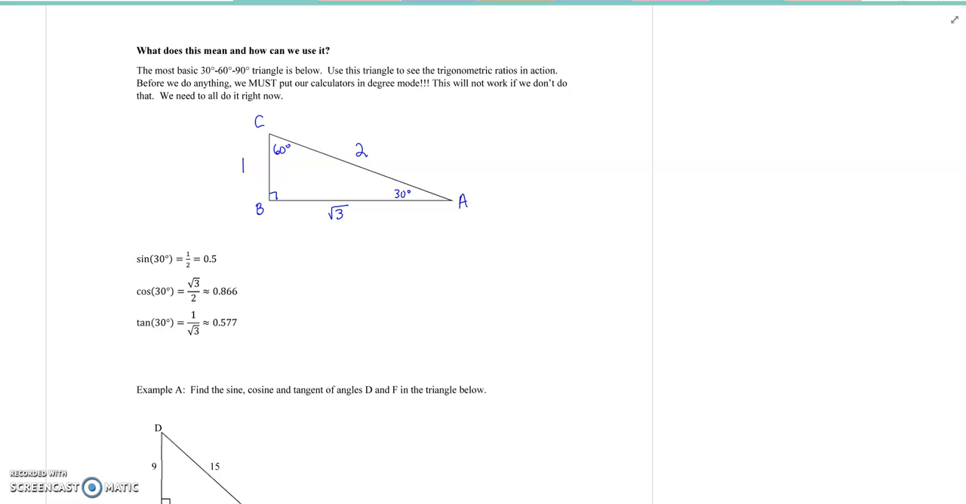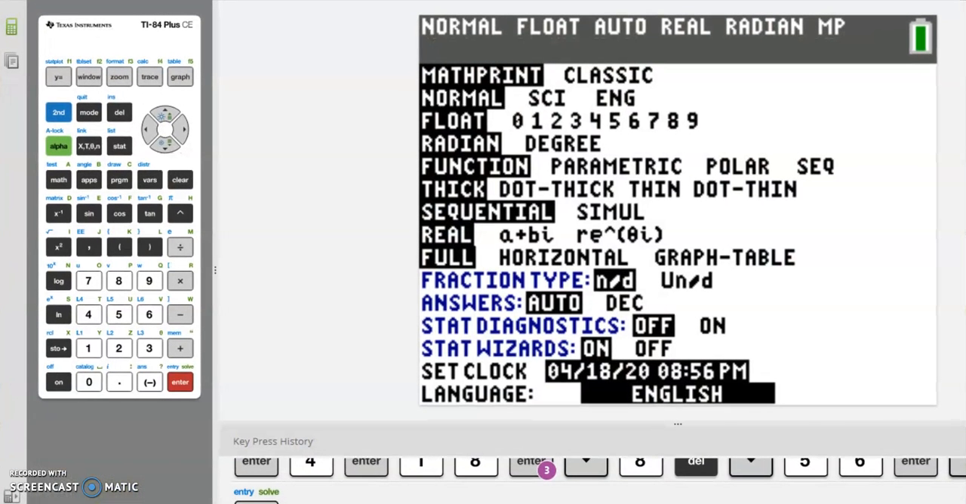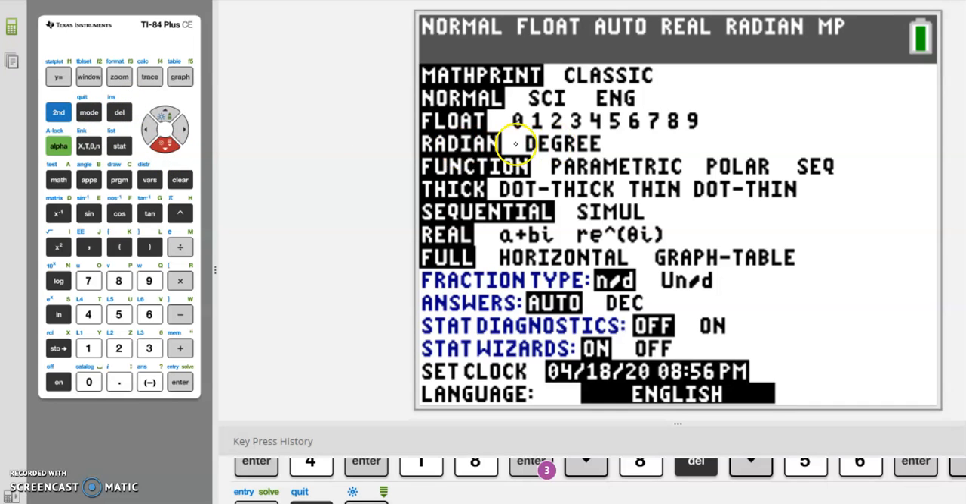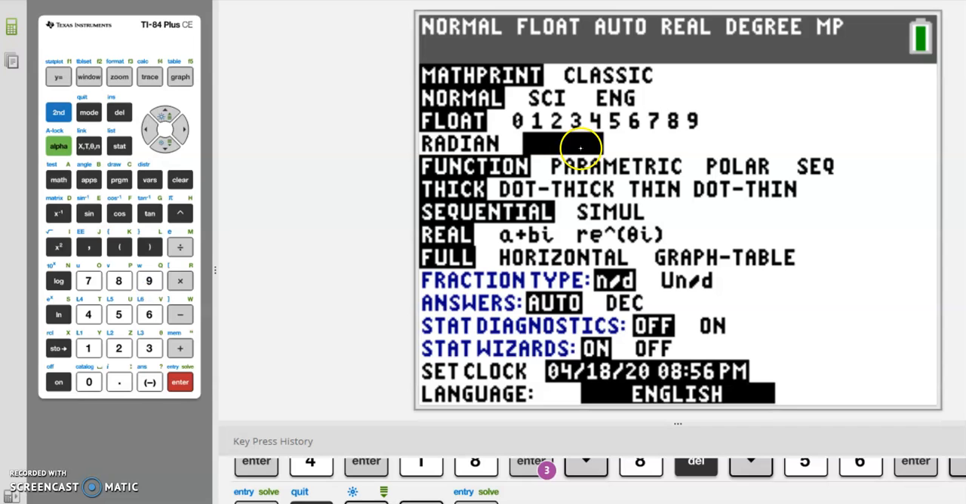The most basic 30, 60, 90 triangle is below. Here it is. Use this triangle to see the trigonometric ratios in action. Before we do anything, we must put our calculators in degree mode. So here's our calculator. This is an example of your calculator. Now you need to press the mode button. There's the mode button. And then you need to arrow down to where you've got radian and degree. You need to go over to degree, and you need to hit enter. And when you hit enter, degree will be highlighted. If you've done it correctly, degree is highlighted.